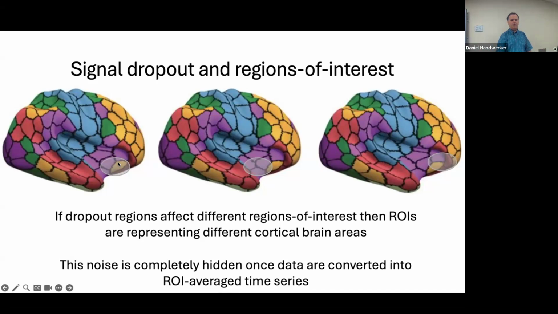But let's say in one case, our dropout fully covers this orange region of interest, mostly covers this one, and covers a little fraction of this one. In this other subject, the dropout covers a little bit of the orange, most of these two, and a little bit of that one. Here it's covering another bit of the orange over here. So if we just take our data and average the usable voxels in each of these subjects, those regions of interest are getting fundamentally different bits of brain tissue in the same ROI. Your same ROI might be measuring the anterior part of that orange region of interest in one subject and the posterior in the other.